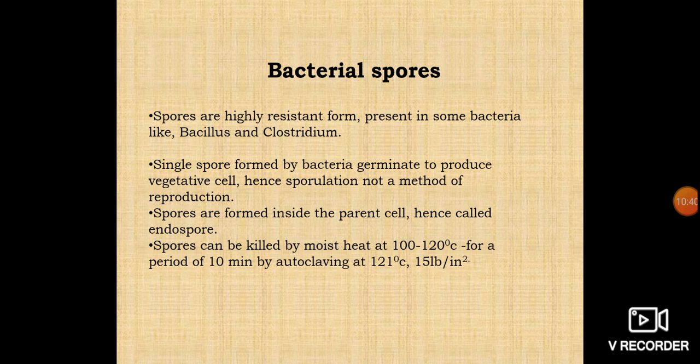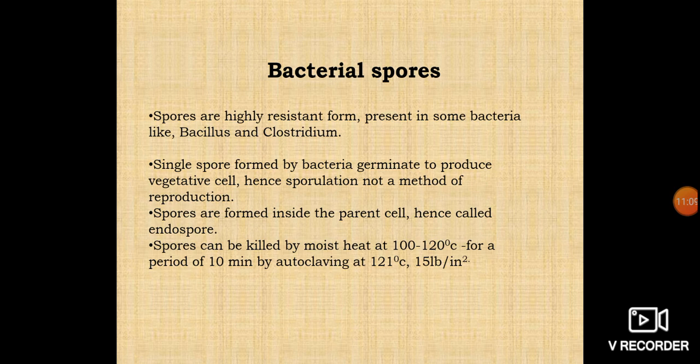Lastly, bacterial spores. So what are bacterial spores? Not all bacteria, but some bacteria have the ability to produce a highly resistant form. It will be present in the absence of food and water. In the condition of desiccation also it will survive. That is called the bacterial spore form. Examples of spore producing bacteria are Bacillus and Clostridium.